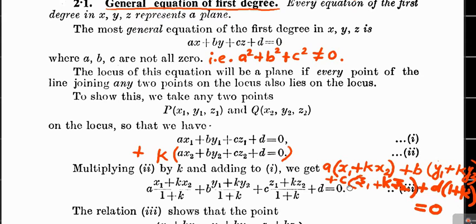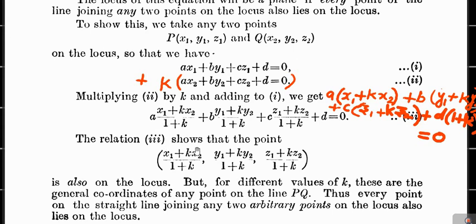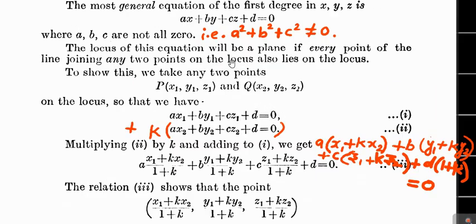This is our equation number 3. If you observe this equation number 3 carefully, we observe that this equation is satisfied by the point having x coordinate x1 plus kx2 upon 1 plus k, y coordinate y1 plus ky2 upon 1 plus k, and z coordinate z1 plus kz2 upon 1 plus k. So, by this equation 3, we observe that this point satisfies the equation of the given locus. Equation of the given locus was ax plus by plus cz plus d equal to 0.